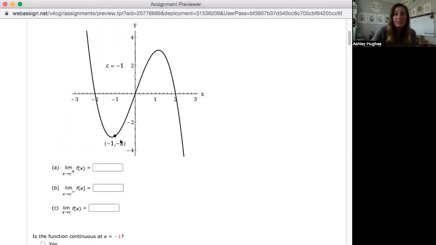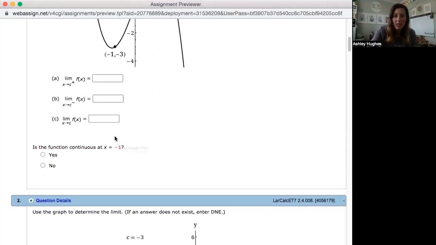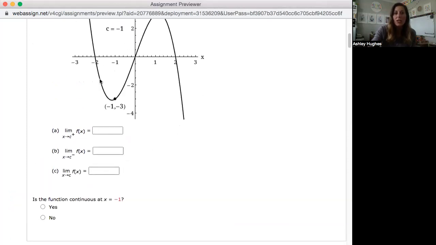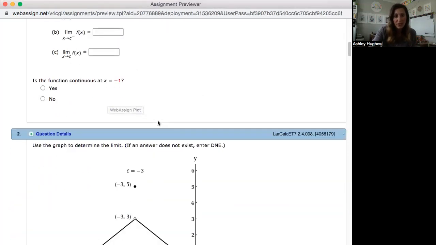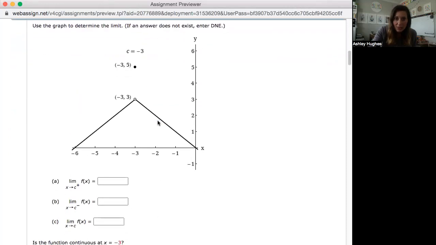Is the function continuous? Yes, because we have a value, we have a limit, and the limit and the value are the same thing. And also just intuitively, you don't have to pick up your pencil. Use the graph to determine if this limit exists.